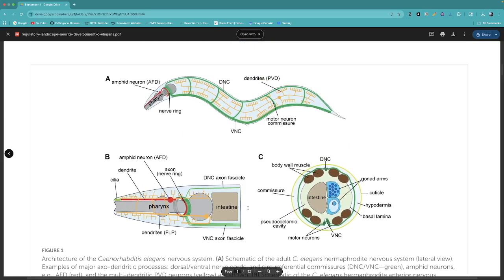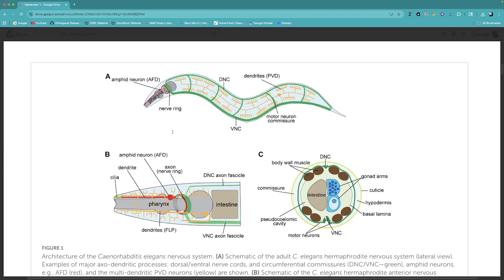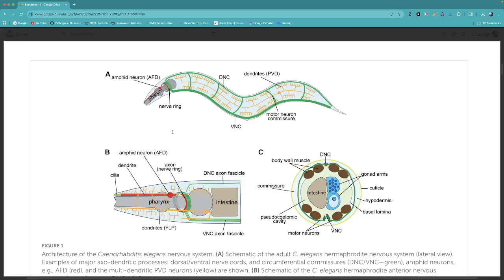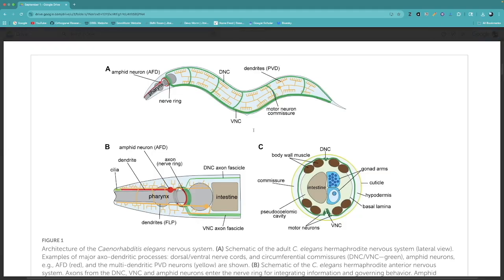elegans nervous system. So they show this, this is the amphid neuron, this is the pharynx, this is the nerve ring. So basically they show the schematic of the adult C. elegans hermaphrodite, and they show these major axodendritic processes. So you have your dendrites coming in from the sides of the organism, bringing in information from the sensory cells. You have this midline here that's bringing information up into the central nervous system here. So you can see all of these different structures that are involved in axodendritic processes.